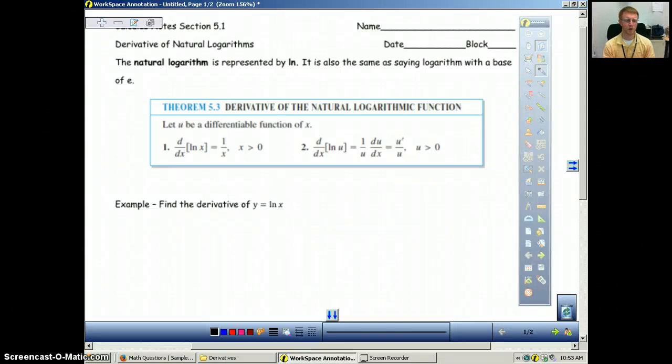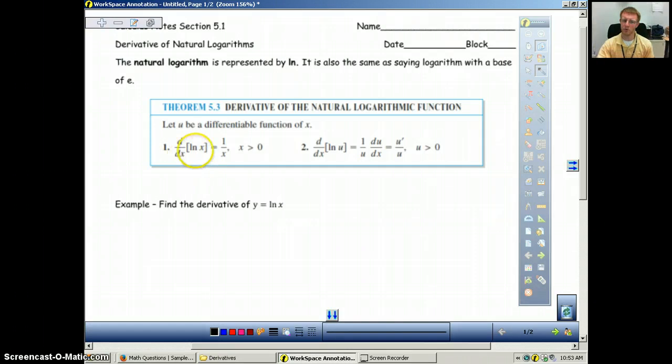This is 5.1, derivatives of natural logarithms. Basically, this is a pretty simple concept. Obviously, you may need some refreshing on prior knowledge about natural logs, but the derivative of a natural log is always going to be 1 over x.